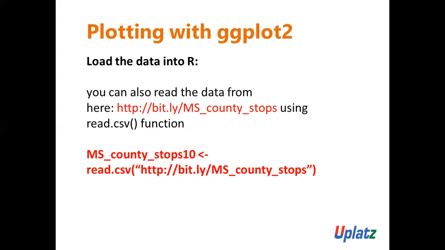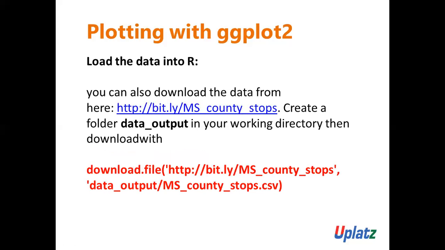The first way is with the help of download.file. First of all, you need to specify the link to your data set, and then you need to specify data_export and then the name of the file. Here, the name of the file we are going to use for plotting with ggplot2 is ms_country_stops.csv.